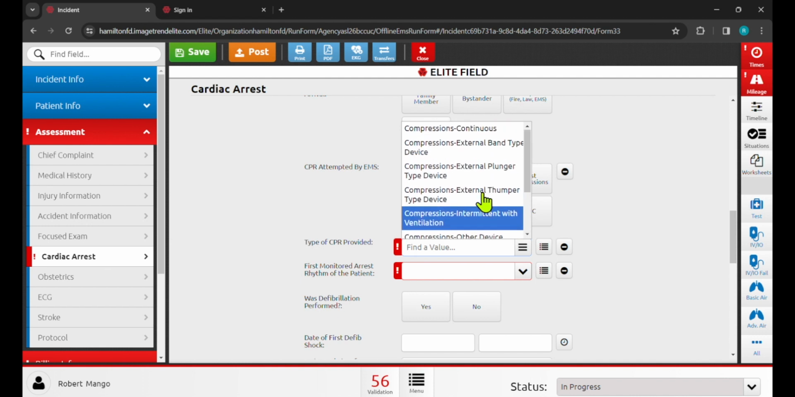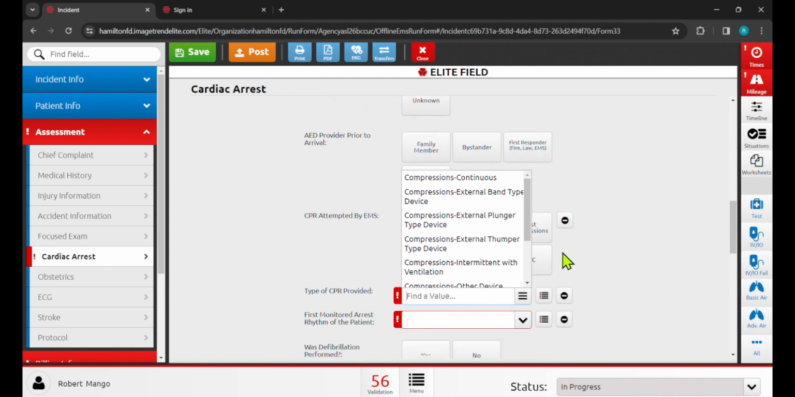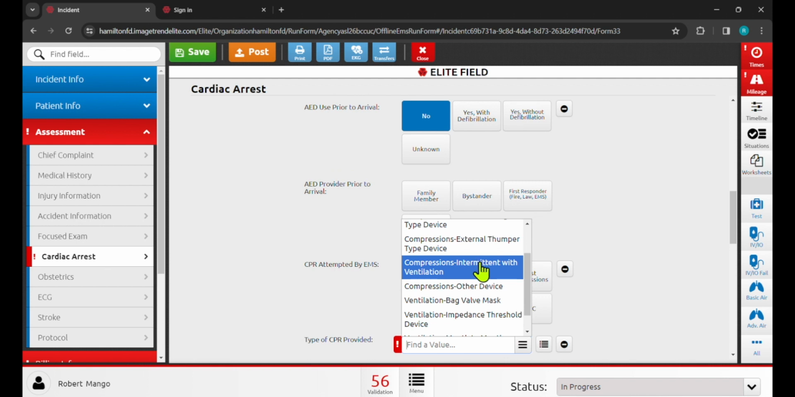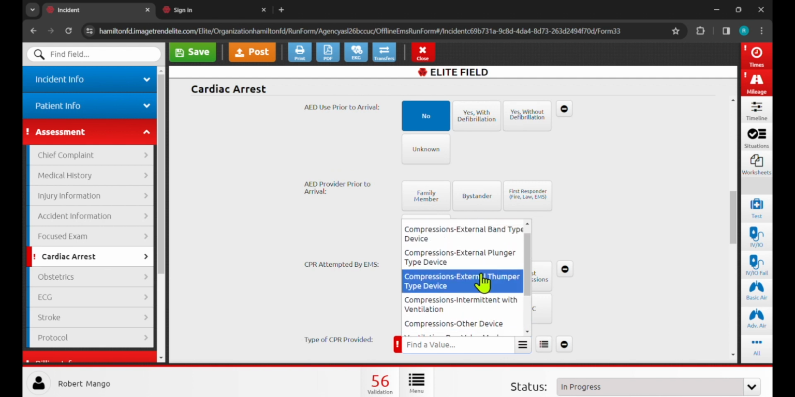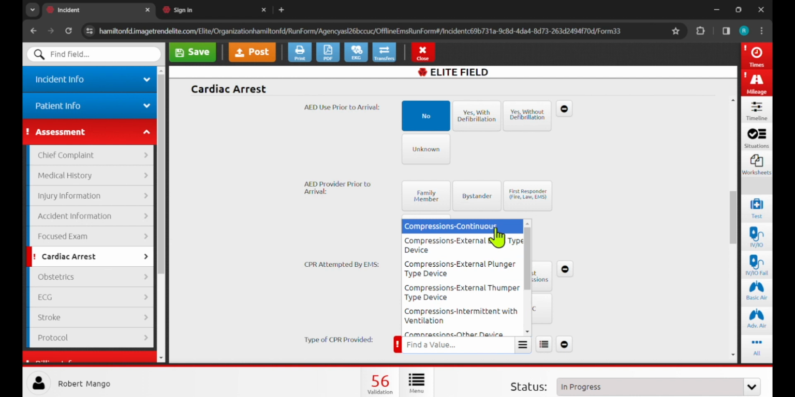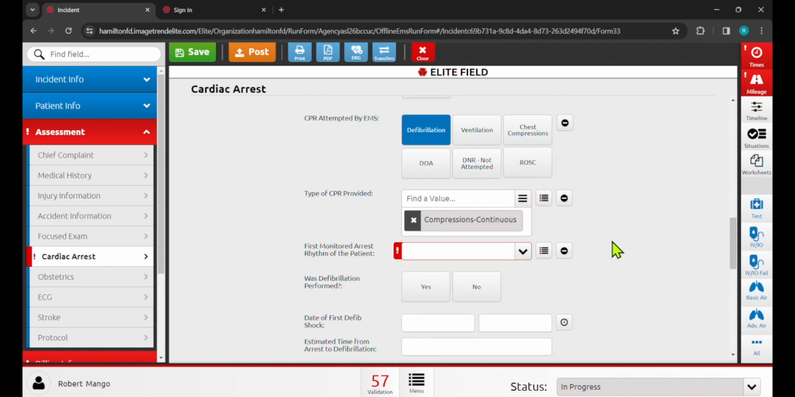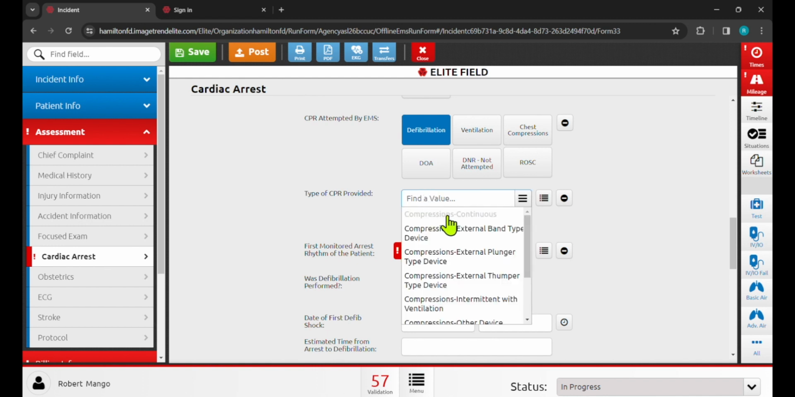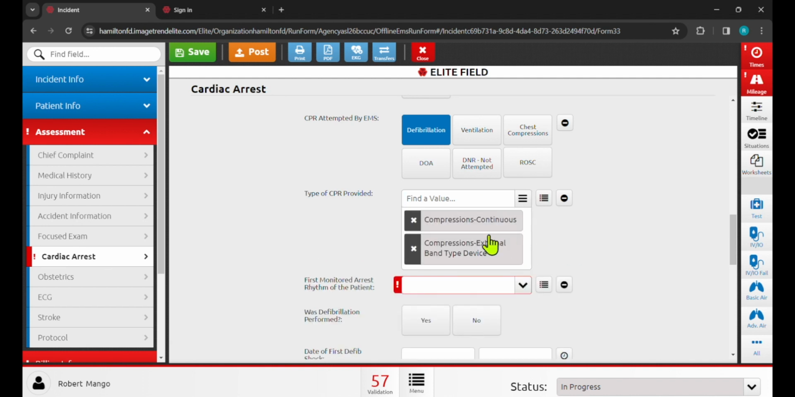I can tell you that the first thing should be looking for manual compressions, and I don't know why that's not there, but you want to select everything that you did. So let's say I'm going to look into this further. I apologize. I thought there should be something that says compressions manual. So let's just for a moment say that's what that is. But then throughout the arrest, we put them on the AutoPulse, which is an external band type device. So now it's recording everything we did, which is really the appropriate way to do it.